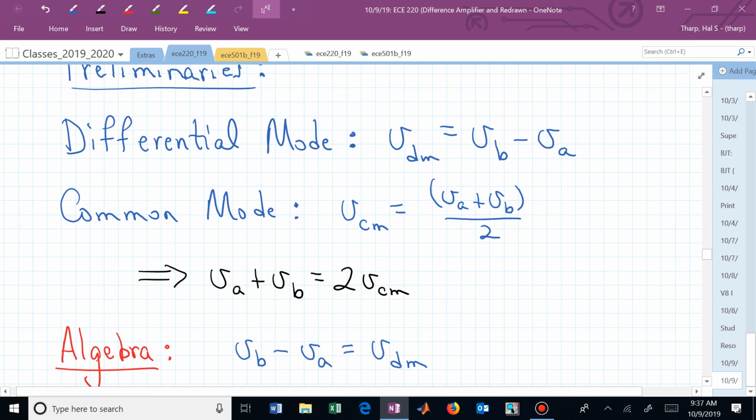If you simply multiply both sides by 2 on that common mode expression, you see that the sum of V sub A and V sub B is going to be 2 times your common mode voltage among those two signals. Let's do some algebra.